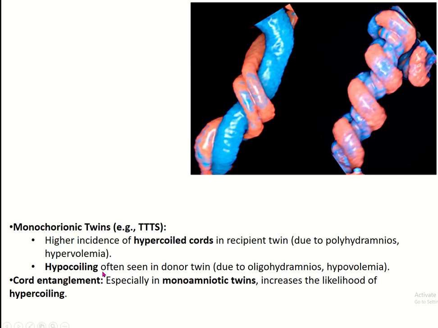flexibility. In monochorionic twins, there is a higher incidence of hypercoiled cord in recipient twins due to polyhydramnios and hypervolemia. Hypocoiling is often seen in the donor twin. Cord entanglement, especially in monochorionic twins, increases the likelihood of hypercoiling.